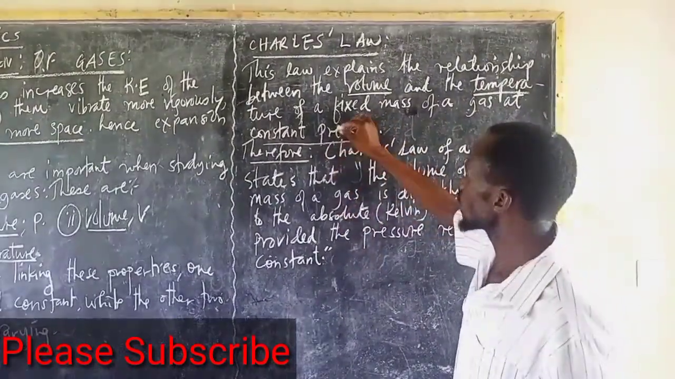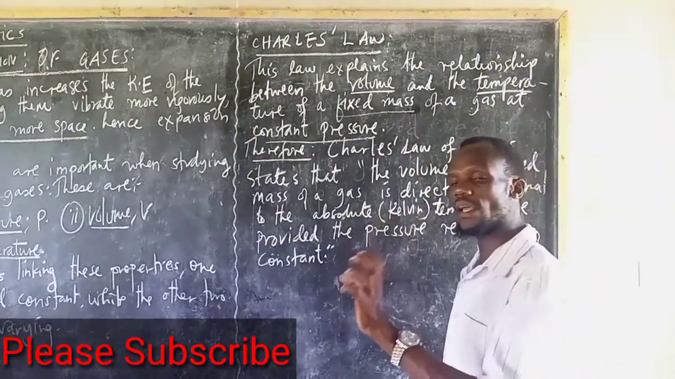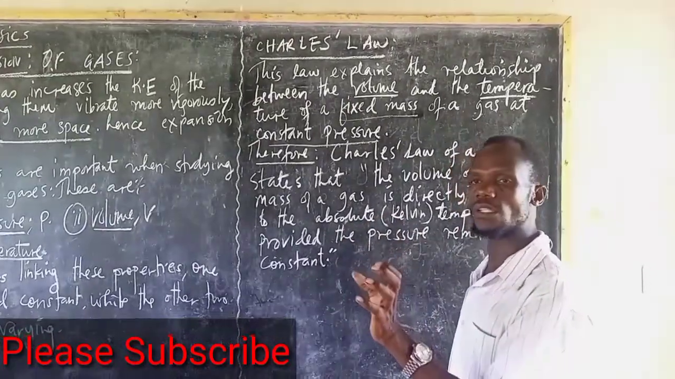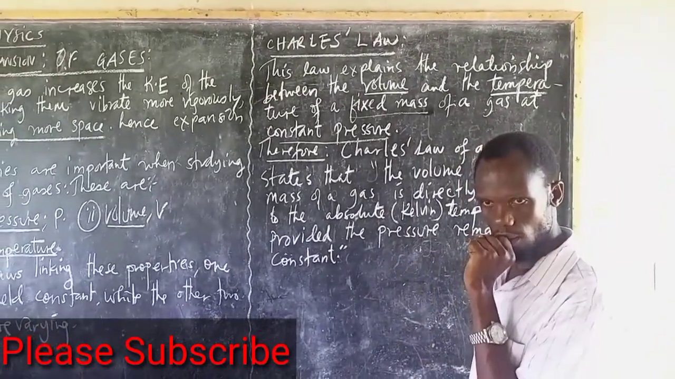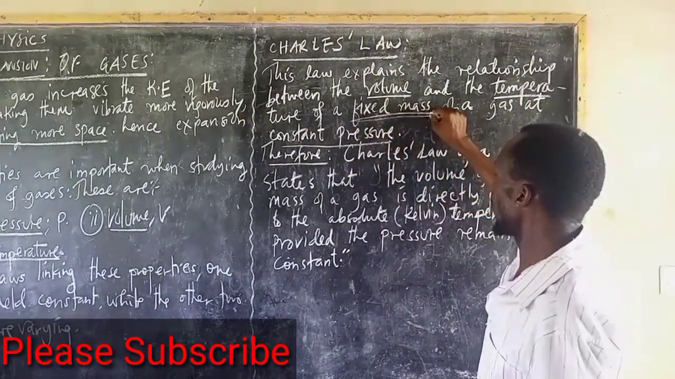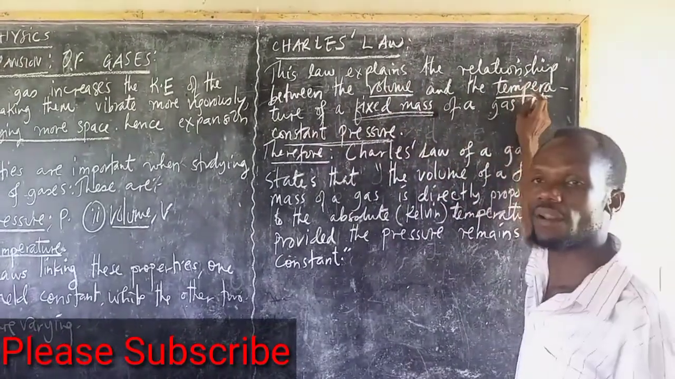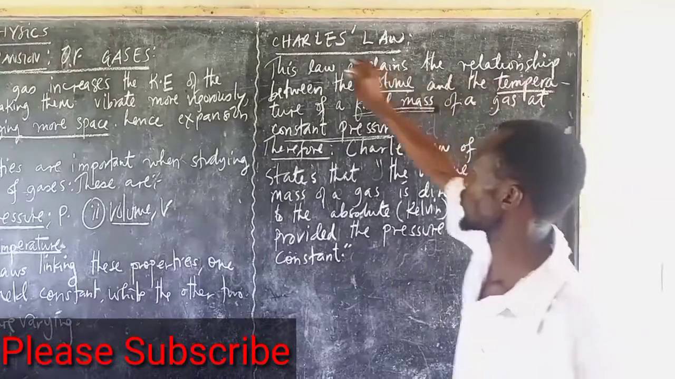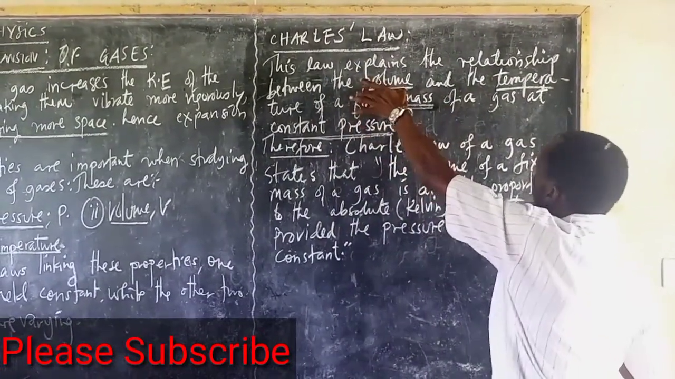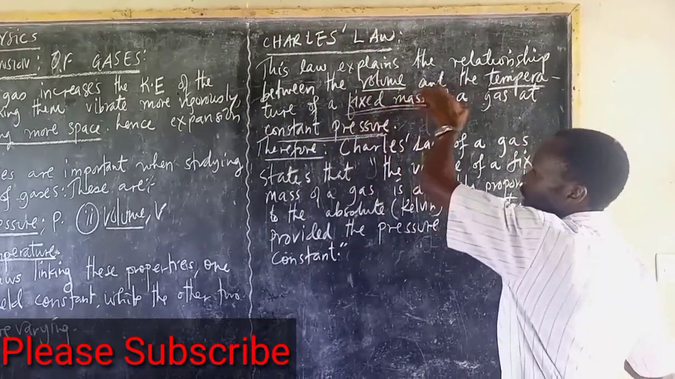But remember, there is also a fixed mass, meaning the mass of the gas is also held constant. Not only held constant, it is fixed. It means there is no variation of mass at constant pressure, while the volume and temperature are varying. This is called Charles' law. Charles' law talks about the relationship between the volume and the temperature at constant pressure of a fixed mass of a gas.